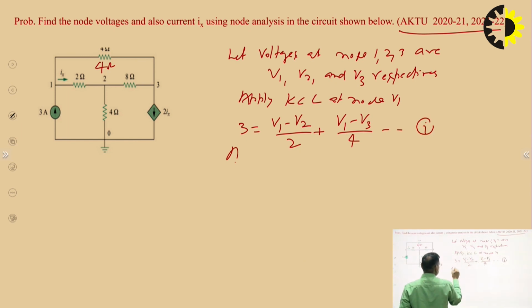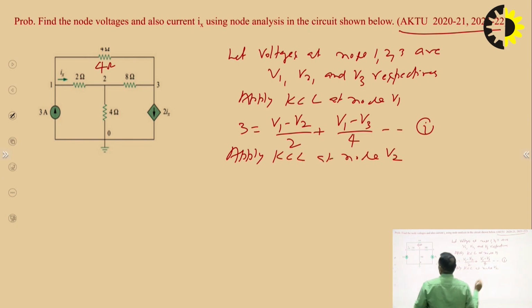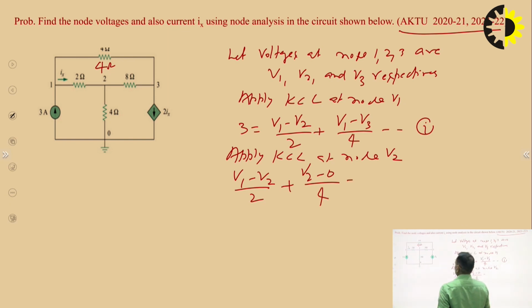Apply KCL at node V2. At node V2, there are 3 branches. V1 minus V2 upon 2 is approaching node 2. V2 minus 0 upon 4 is leaving node 2. So this is equal to plus V2 minus V3 upon 8.